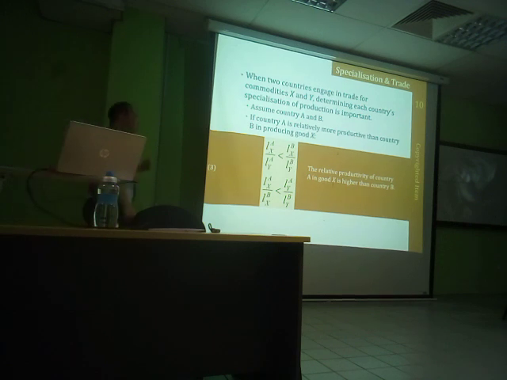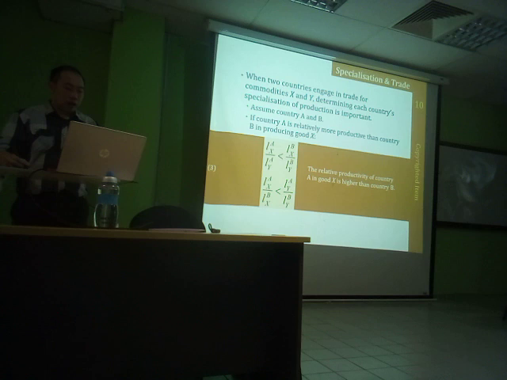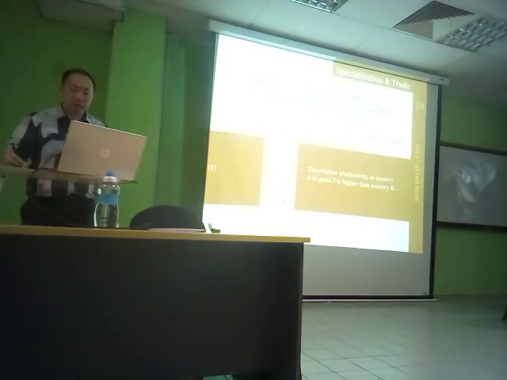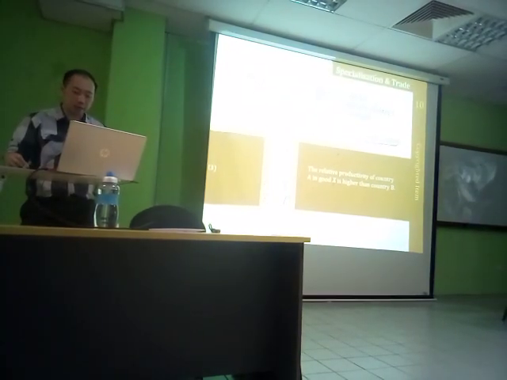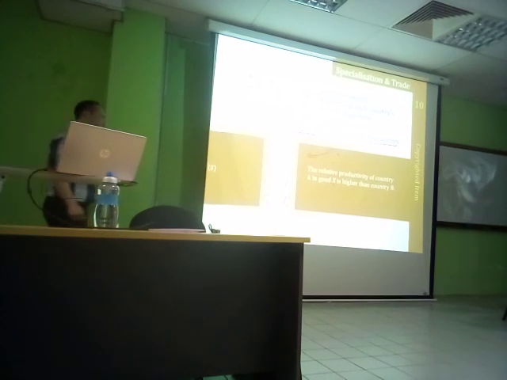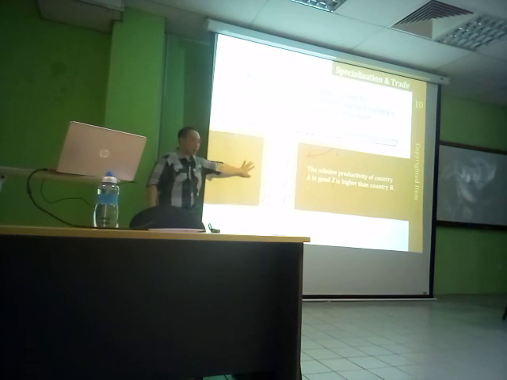Now, here we are bringing in two countries in the picture. We have two countries here, country A and country B. Okay? If country A is relatively more productive than country B in producing good X, this is something we observe. If this point applies, you will observe something like this.